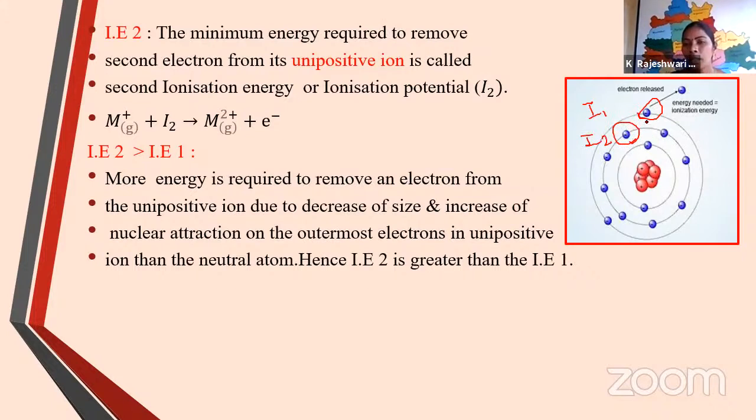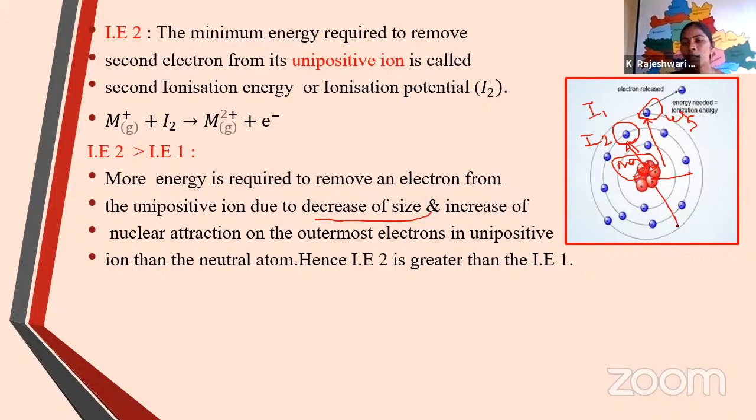Here the nuclear attraction is less. This electron's nuclear attraction is very less because it is far away from the nucleus. But here the nuclear attraction is more, because it is very, very close to the nucleus. If there is more nuclear attraction, we require more ionization energy. This is also due to the decrease in size. As this electron has been lost, the size is decreased from the second shell.